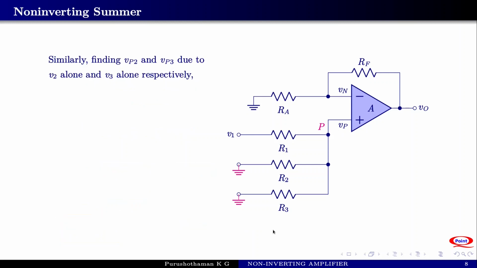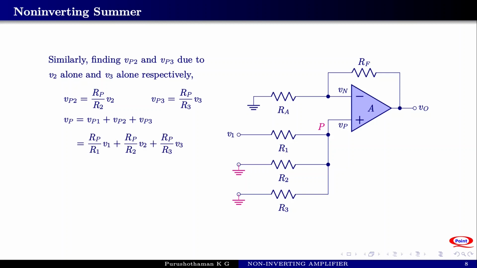Similarly, finding Vp2 and Vp3, we get Vp2 equal to Rp by R2 into V2 and Vp3 equal to Rp by R3 into V3. So Vp, that is the voltage at the non-inverting terminal or the input of the amplifier, will be equal to Vp1 plus Vp2 plus Vp3, which is equal to Rp by R1 V1 plus Rp by R2 V2 plus Rp by R3 V3. And this is the input.